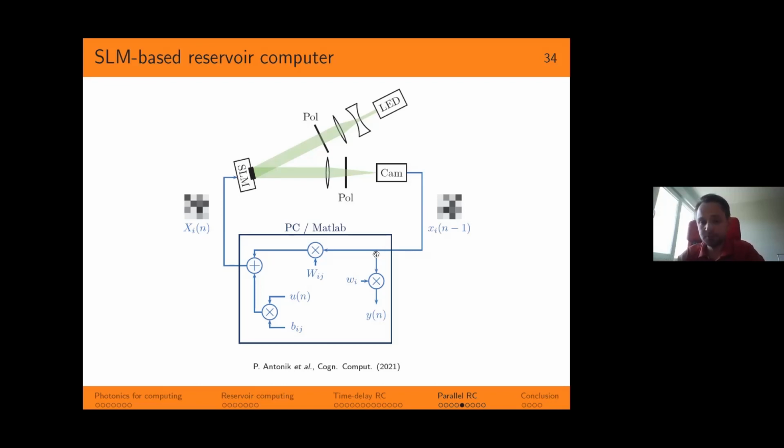And these states are used both to compute the output using the weights, and also to compute the update of the system. So to compute the recurrency, they are multiplied by the interconnection matrix W, and this term is added to the inputs in the next iteration. So to summarize, most of the reservoir computing in this scheme happens on a computer, and the SLM setup, the optical setup, performs the nonlinear activation function of the neurons.